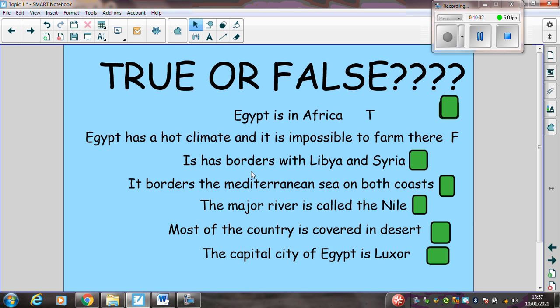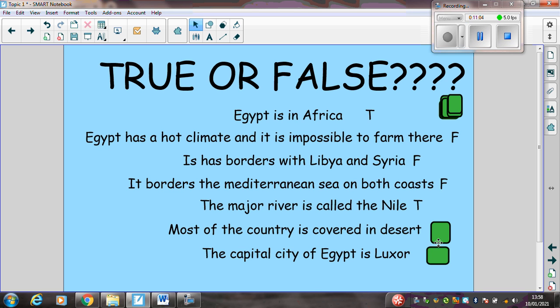It has borders with Libya and Syria. Well, that's false. If we look back at that world map, it does border with Libya, but not with Syria. It's bordered with a place called Sudan. It borders the Mediterranean Sea on both coasts. Well, that's false. It borders the Mediterranean Sea on one of its coasts, but then we've got the Red Sea on its other coast. Fine. The major river is called the Nile. Well, that was true, and hopefully a lot of you would already have known that anyway.